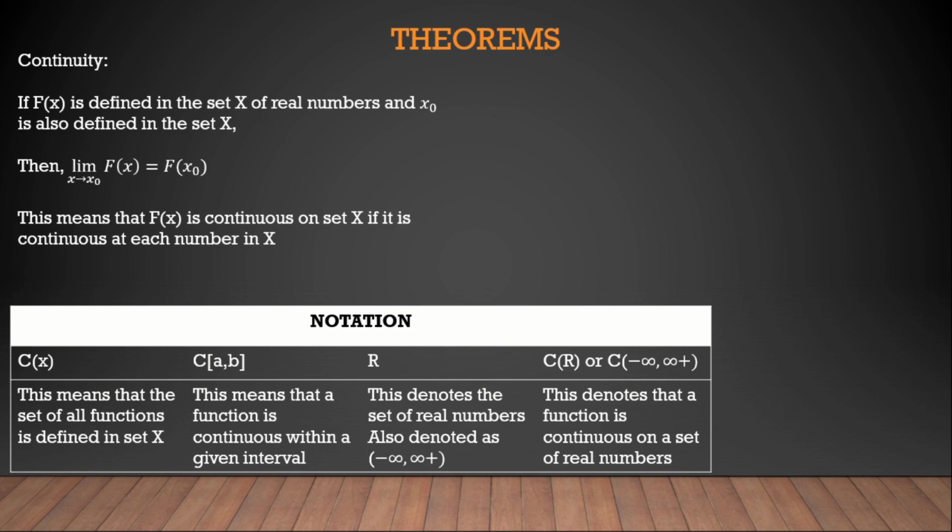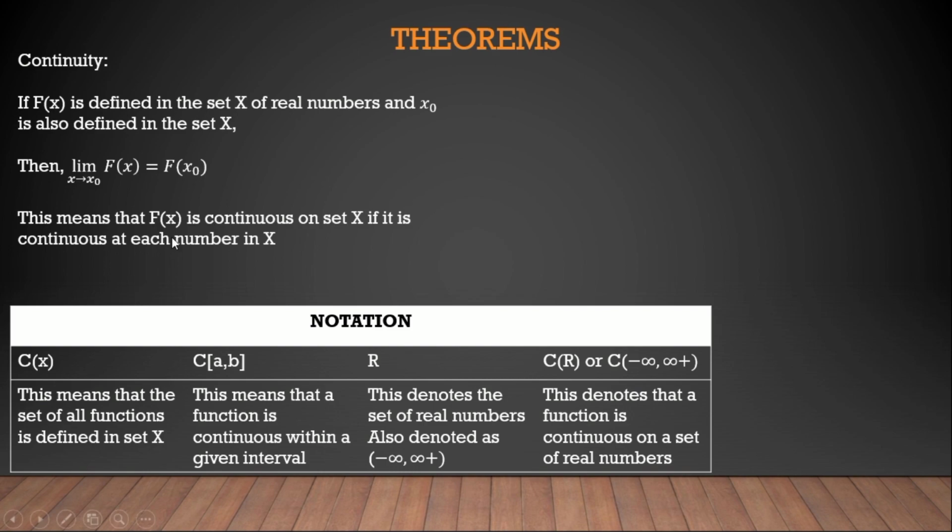This says that if f of x is defined in the set X of real numbers and x naught is also defined in the set X, right? So we have X, which is a set of real numbers, and x naught is defined within this set. Then the limit as x approaches x naught of f of x is equal to f of x naught. Meaning whatever value of x naught we plug in, the function is going to be that at that particular point. Basically like a continuity, right?